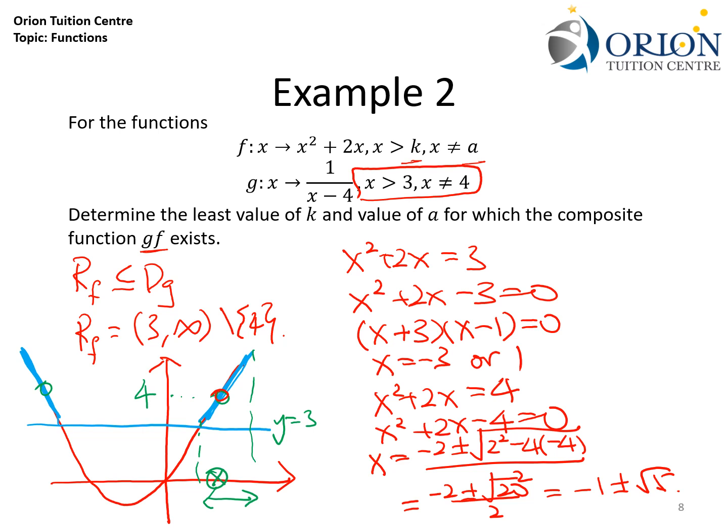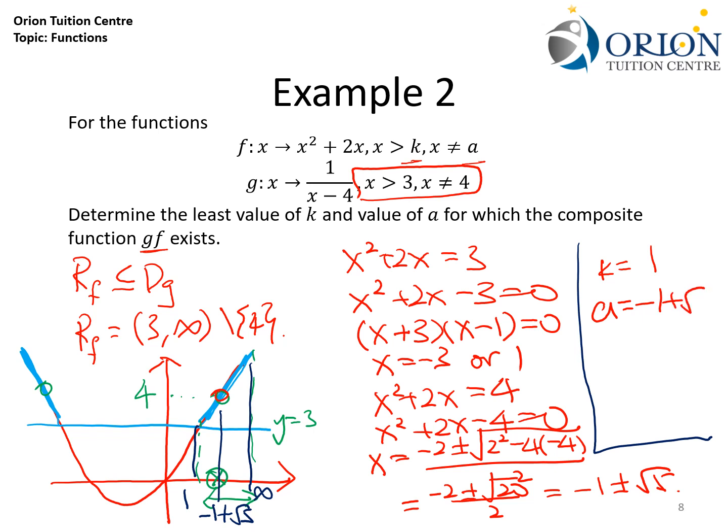And of course, what we are interested in now will be the positive values over here from 1 all the way to infinity, and this point corresponds to negative 1 plus square root 5. Therefore, the value of k must be equal to 1, and the value of a must be equal to minus 1 plus square root 5.